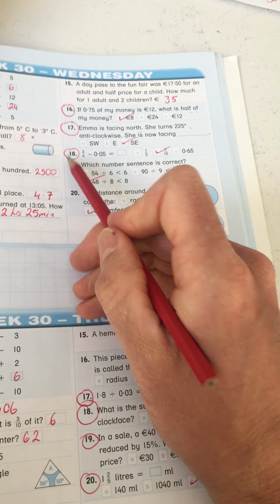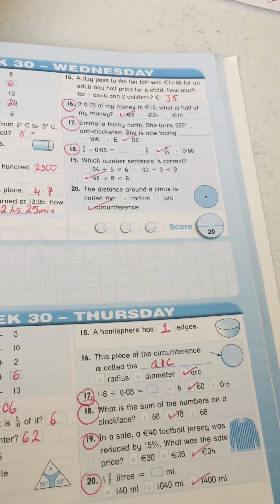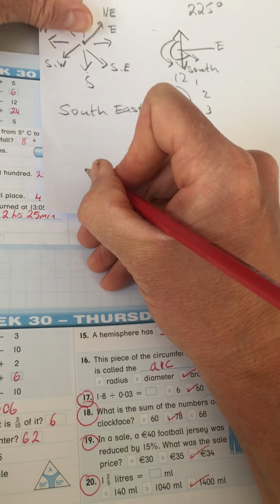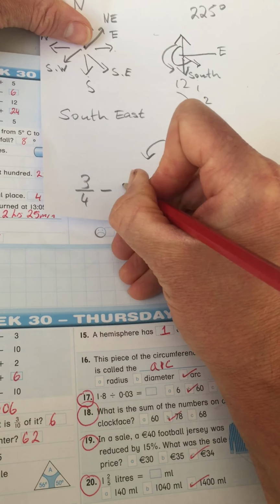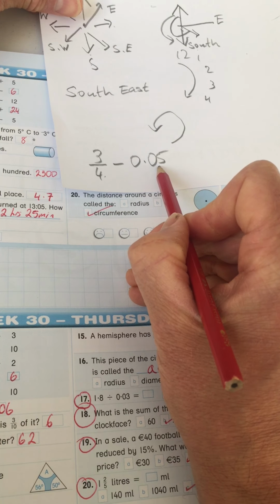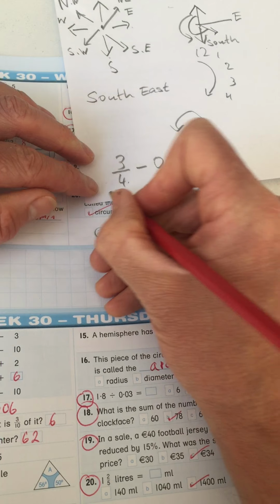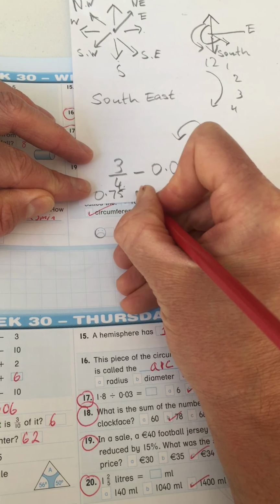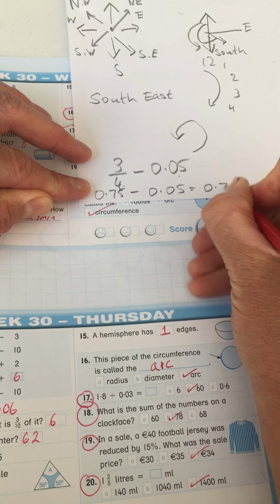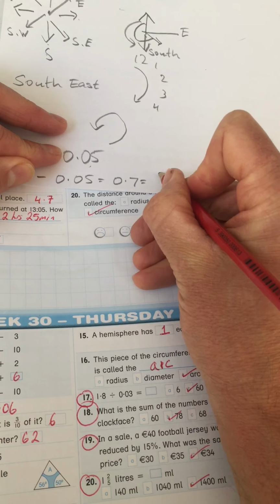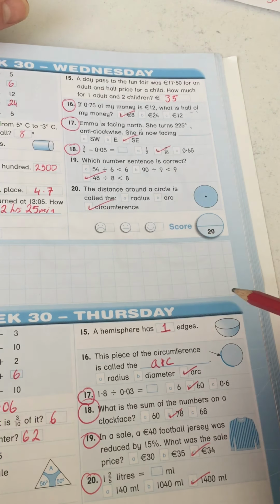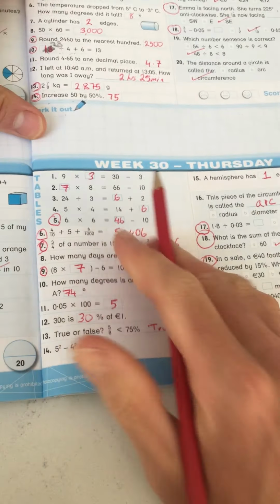Final one there on Wednesday is number 18. It's three quarters take away 0.05. So here I have a fraction and here I have a decimal. Let's change this fraction to a decimal. That's 0.75. Take away 0.05, which is equal to 0.7. Express that as a fraction is 7/10.